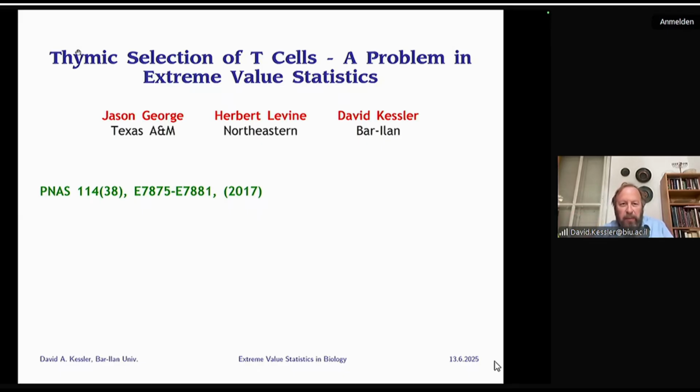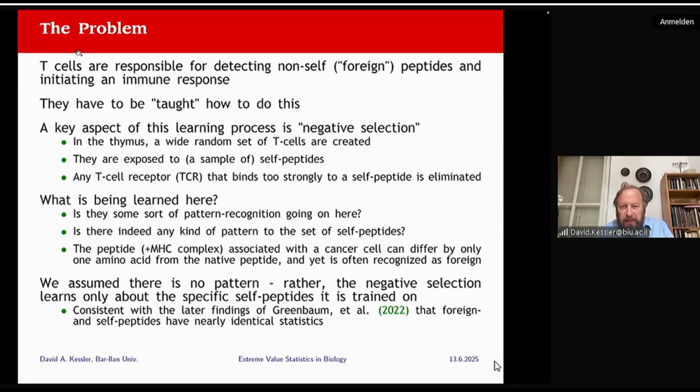All right, so what's the problem? You have these T cells, and they're responsible for detecting foreign peptides, foreign proteins, and initiating an immune response. And they have to be able to do this without attacking the self-peptides, because that's what gives rise to autoimmune diseases, when the body attacks itself. So they have to be taught somehow. They have to figure out, when they see this protein, is this part of the body, or is this something that came from outside and needs to be dealt with?